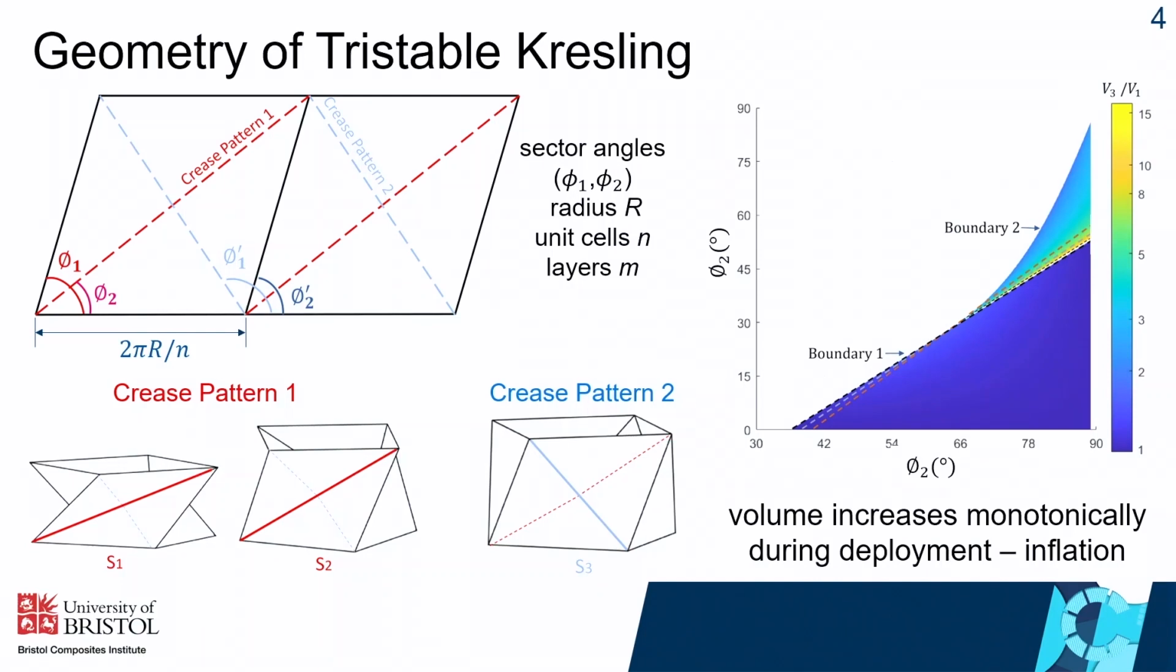And this is the volume ratio of the volume at S3 state over S1 state. We can observe that all the ratios are greater than 1, which means the volume is increasing during the deployment, which makes it possible to use inflation or the evacuation method.